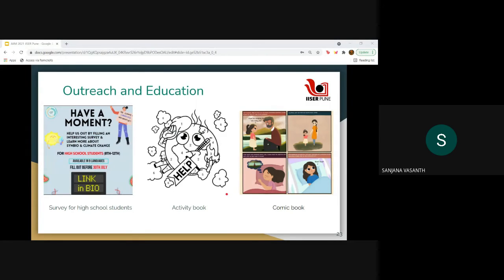For outreach and education, we've planned an activity book for little kids to explain climate change, a comic book for teenagers to introduce them to the world of synthetic biology, and a YouTube series to explain the applications of synthetic biology in some detail. Our team has also created an informative high school survey, which will be followed by a set of webinars.